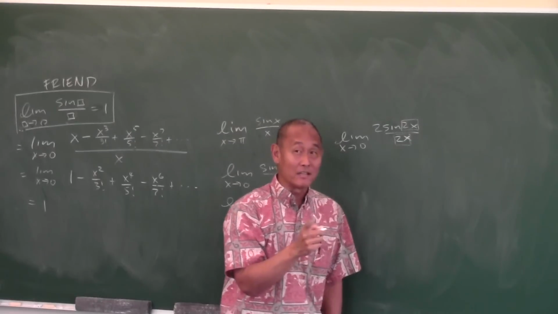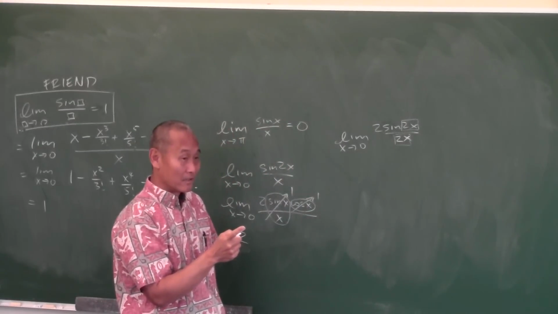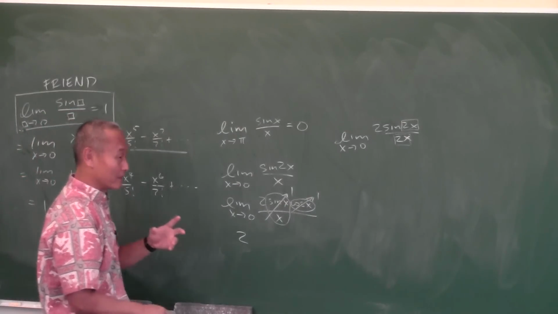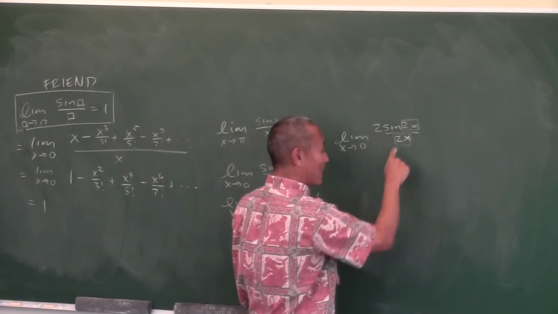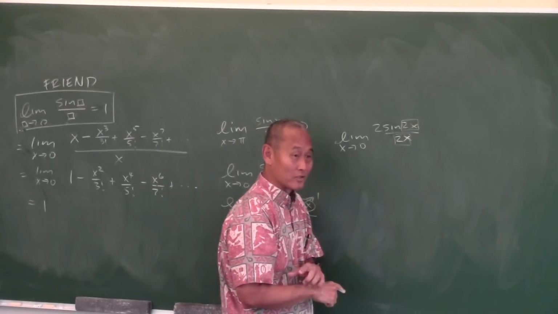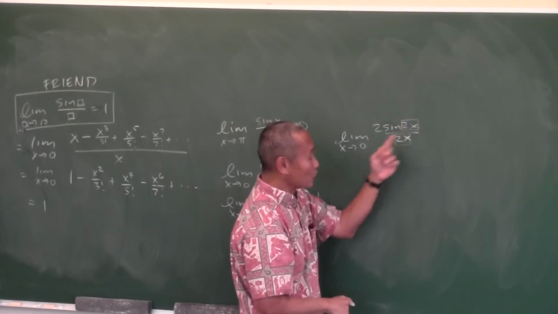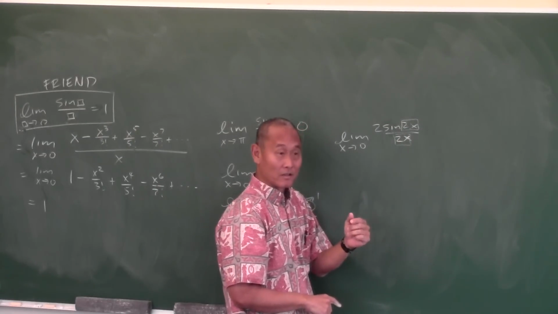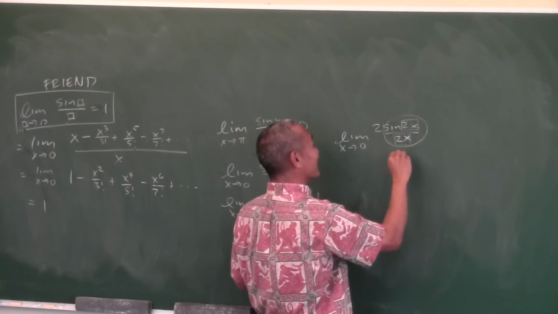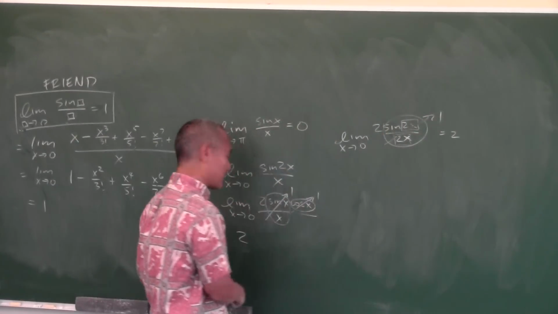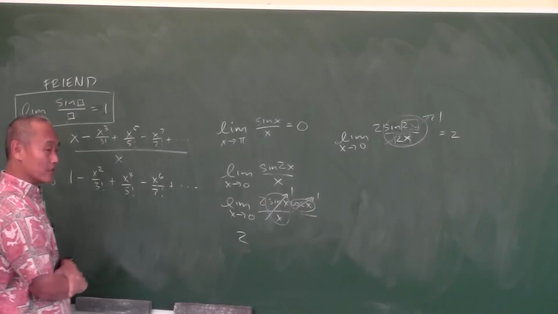So now you have sine box over box. But that doesn't guarantee that that's friend. The box has to get closer and closer to 0 in order for this to be friend. So I have sine box over box, but is the box getting closer to 0? Well, as x gets closer and closer to 0, does 2x get closer and closer to 0? Yes, so that's friend. That gets closer to 1, 2 times 1, 2, which of course is the same answer. So there's 2 ways you can do it.